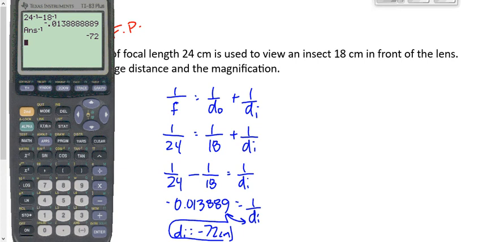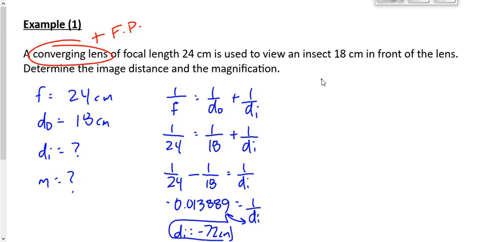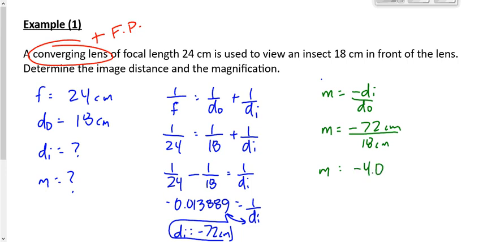Okay, I want to find the magnification now. So let's say M is equal to, well, we could say hi over ho, but I don't know what those are. So I'll say negative di over do. That's the second part of that equation. M is equal to negative di over do. That's negative, negative 72 centimeters over 18 centimeters. That gives me a value for the magnification of negative 4.0. Is that right?